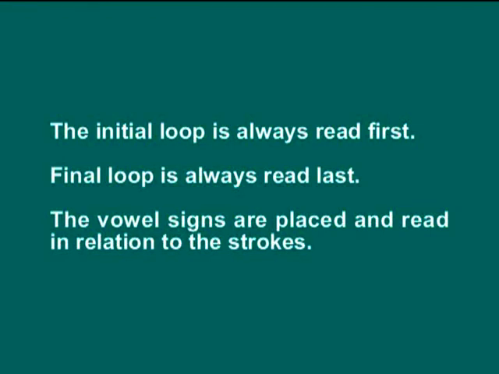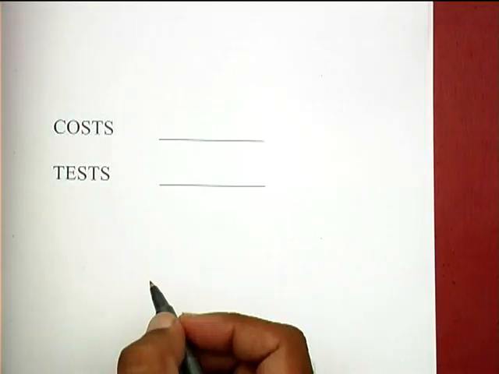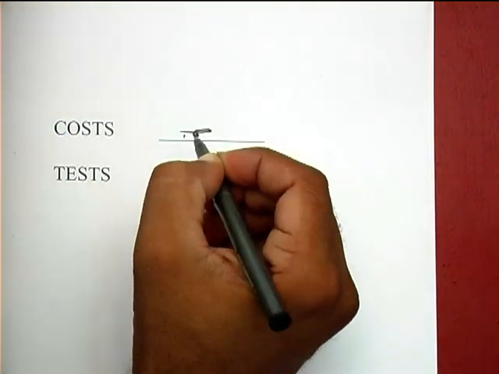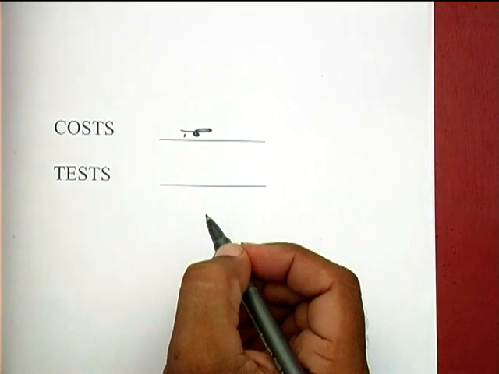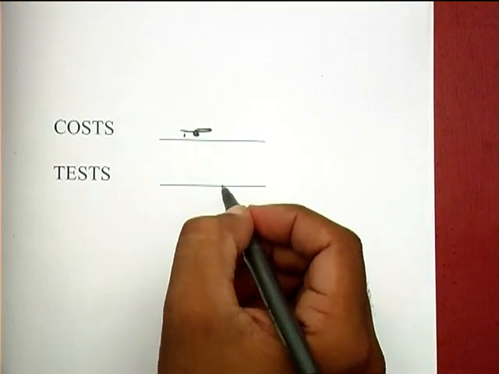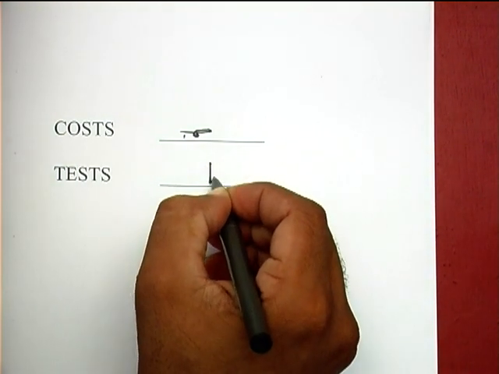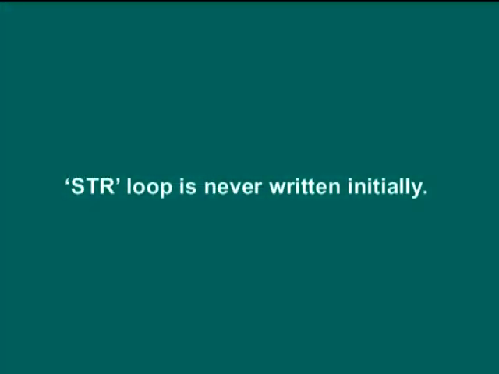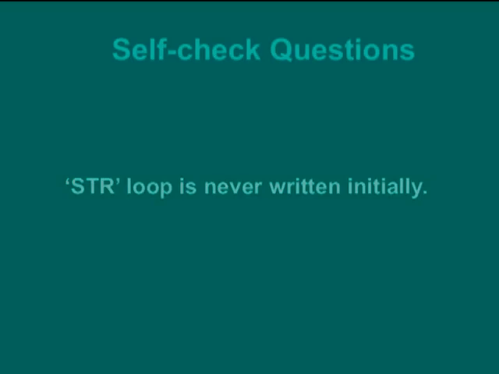Circle S can be added on the opposite side of the loops in plurals. For example, cause, tests. The STR loop is never written initially.